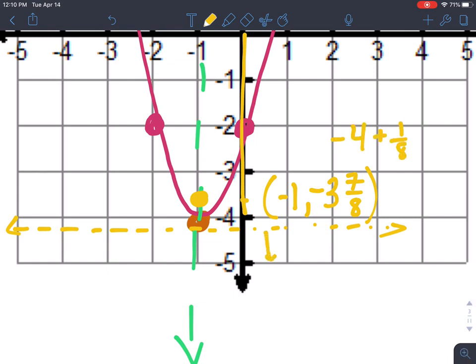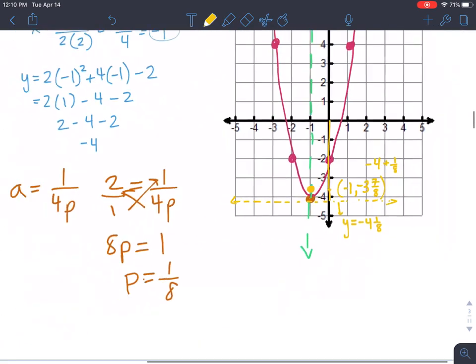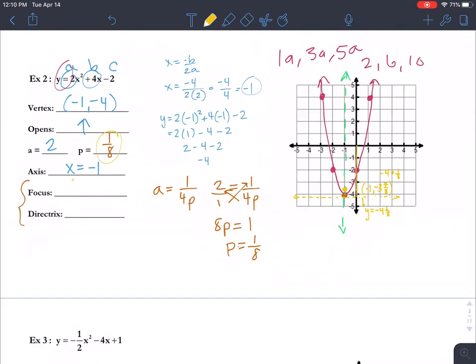In this line here, this directrix is y equals, so instead of -4, I went 1 more eighth down. So -4 and 1/8, right? So -4 and 1/8 is where I'm at. So the focus was -1, -3 7/8, and the directrix is y equals -4 and 1/8.